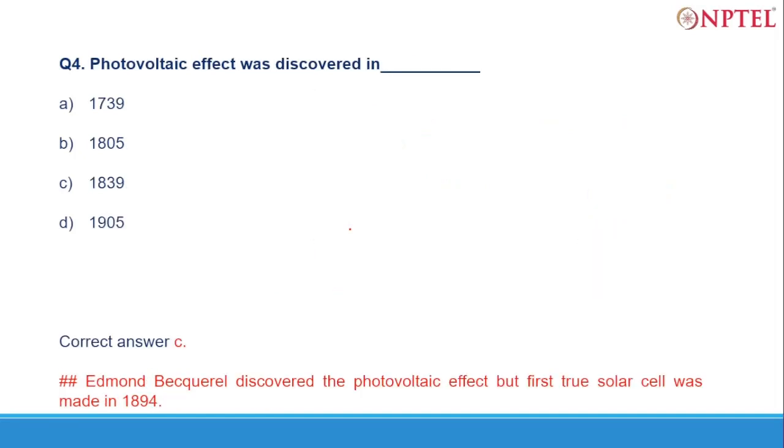Now question 4, the photovoltaic effect. The photovoltaic effect was very important, and it was discovered in 1839. This effect was the basic effect that goes into the manufacture of solar PV cells.